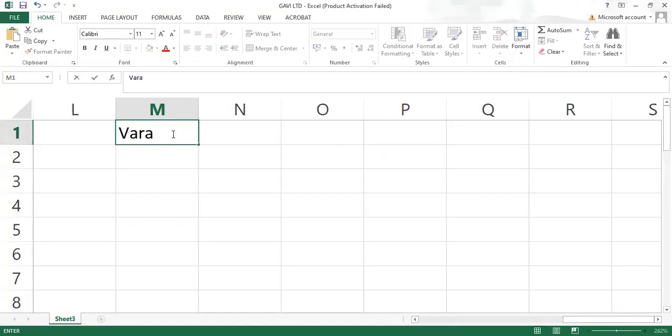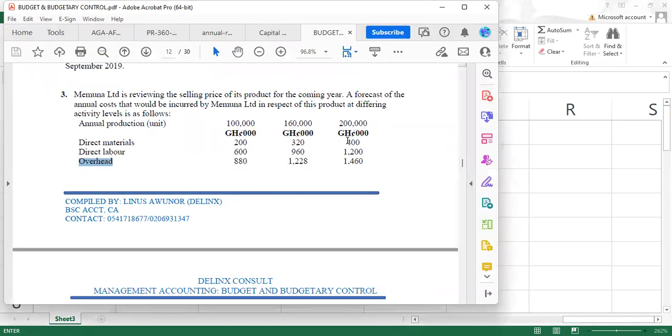cost per unit is calculated as the cost for the highest activity level. The cost for the higher level of activity, that is how much? No, the cost, not the units. It's 400,000, isn't it?